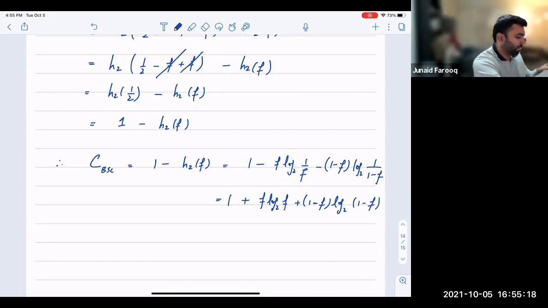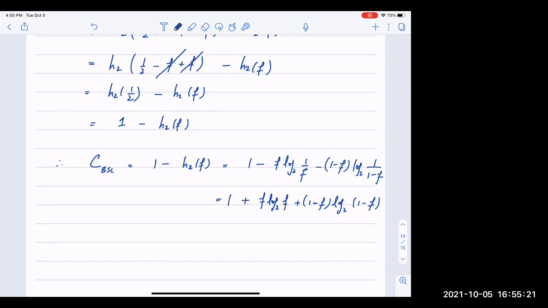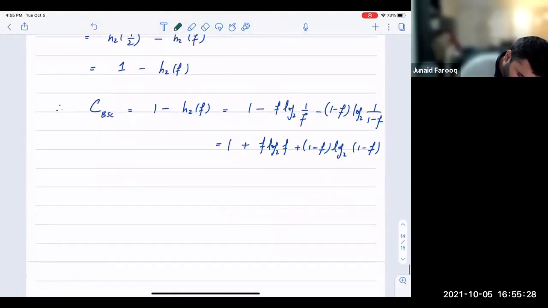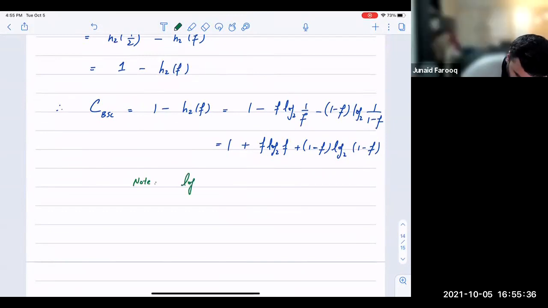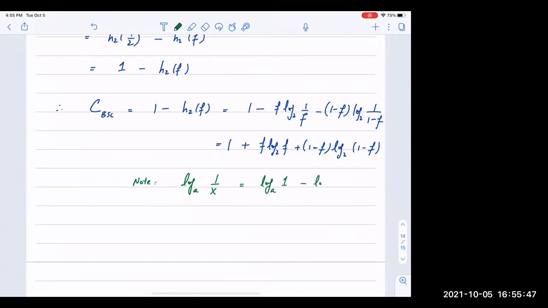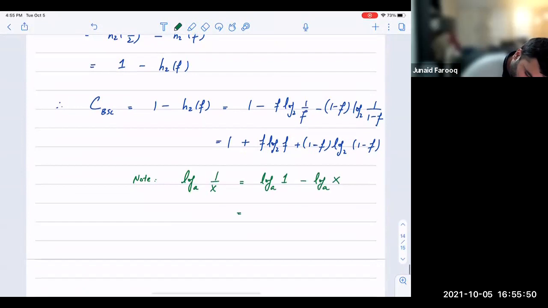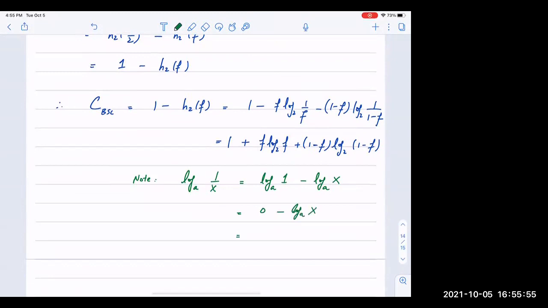How did you change the sign to positive? Yeah, log of 1 over X is actually equal to log of 1 minus log of X, right? So this is 0 minus. Good, thank you.